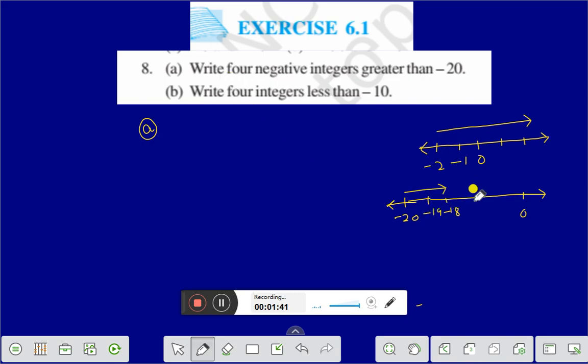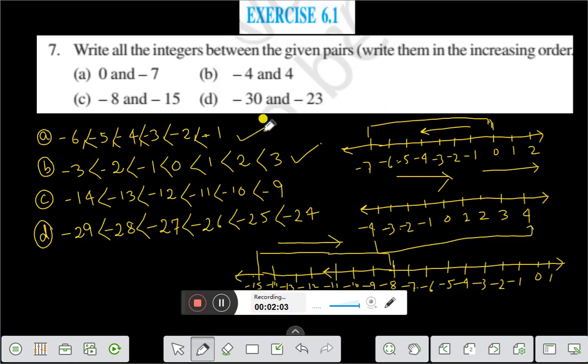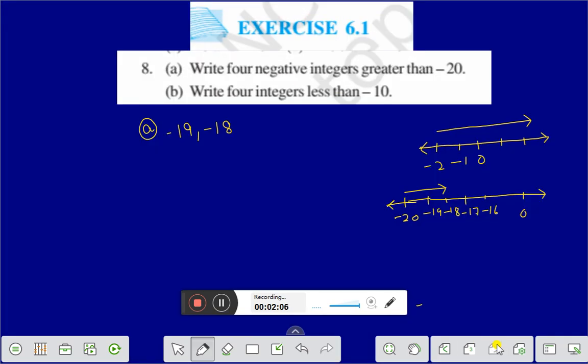Right? Then 4 negative integers are minus 19, minus 18, minus 17, minus 16. In this direction it is increasing. Therefore, 4 negative integers greater than minus 20 are minus 19, minus 18, minus 17, minus 16. These are the 4 negative integers greater than minus 20.